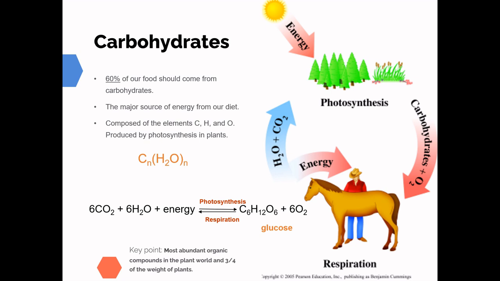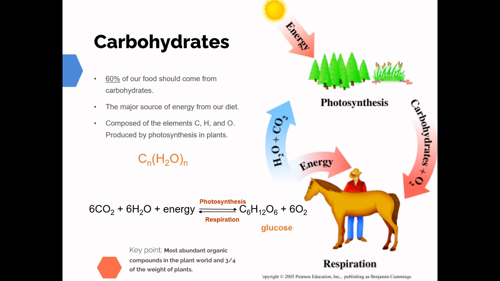The carbohydrates that are produced are utilized by the organism through a process called respiration to release carbon dioxide and water. The equation shown here shows that starch or glucose is produced through a process called photosynthesis by combining carbon dioxide and water in the presence of energy, that is sunlight.